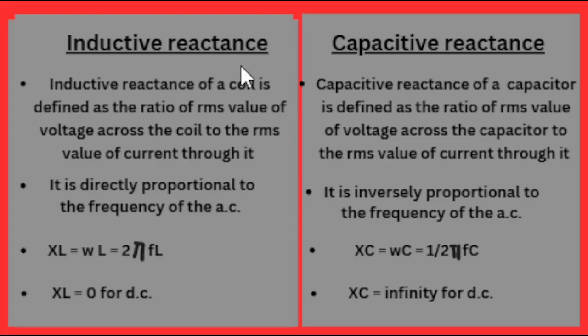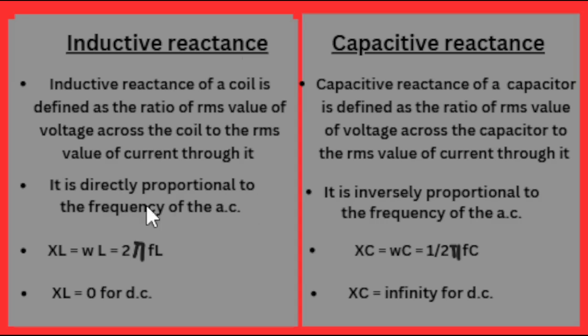Difference between inductive reactance and capacitive reactance. Inductive reactance of a coil is defined as the ratio of the RMS value of voltage across the coil to the RMS value of current through it, whereas capacitive reactance of a capacitor is defined as the ratio of the RMS value of voltage across the capacitor to the RMS value of current through it.